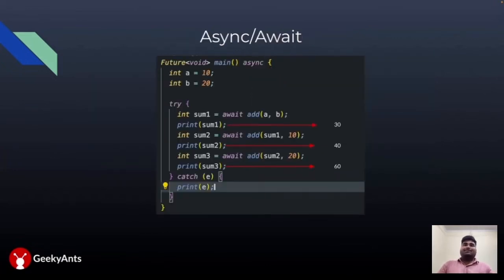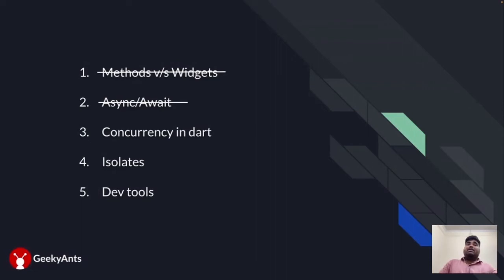Use async await instead of dot then. Now with this, we have covered async a bit. Now let's talk about concurrency in Dart.